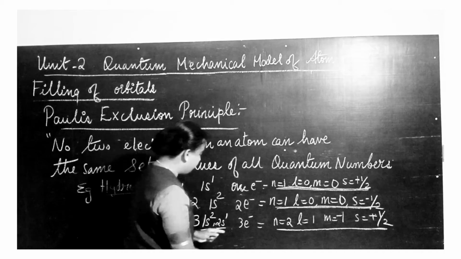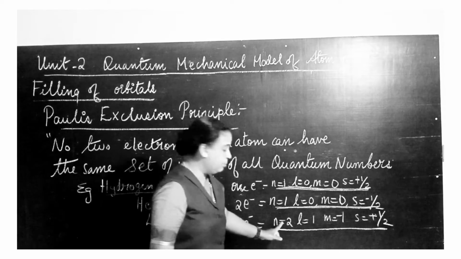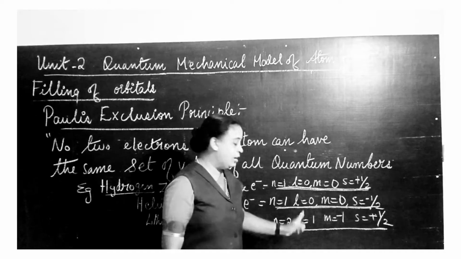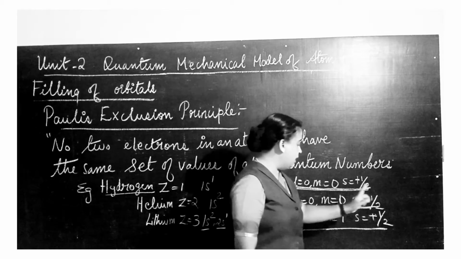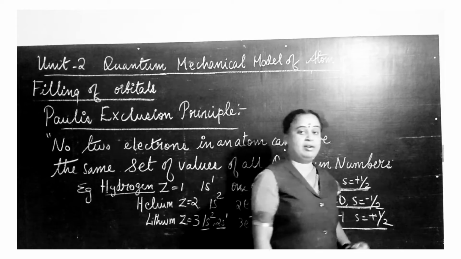So, here for third electron, n is equal to 2. Why n is equal to 2? Because it is the second shell. Principal quantum number is 2. When n is equal to 2, the value of l is equal to 0. Then value of m is equal to -1, and value of s is equal to +1/2.